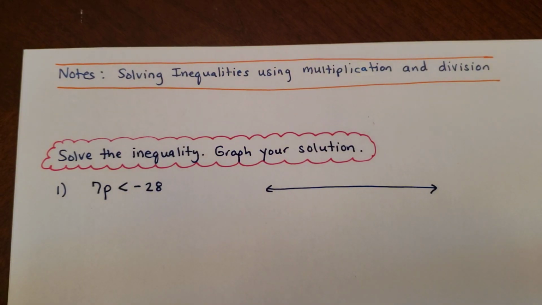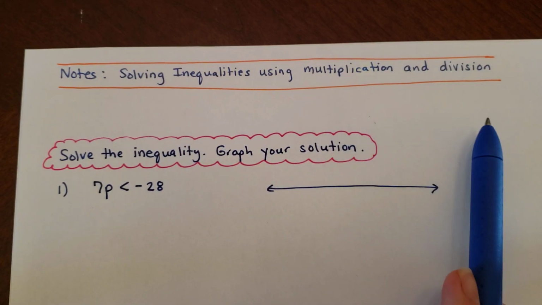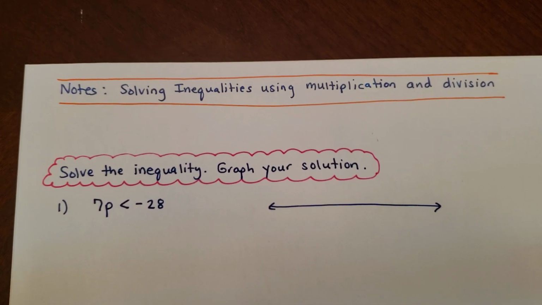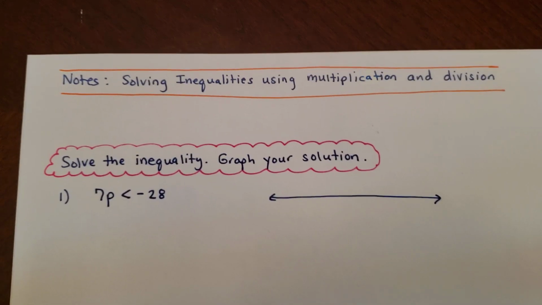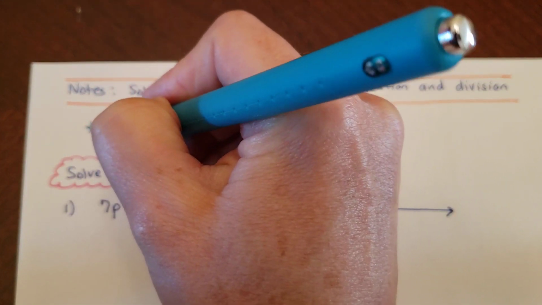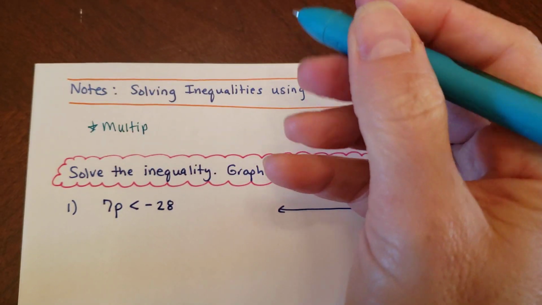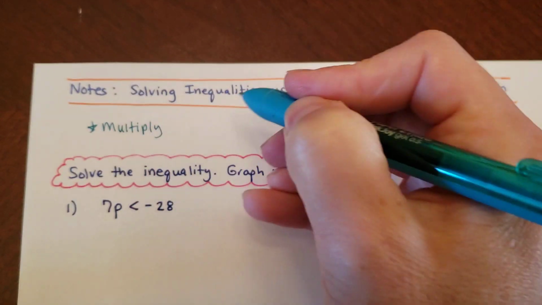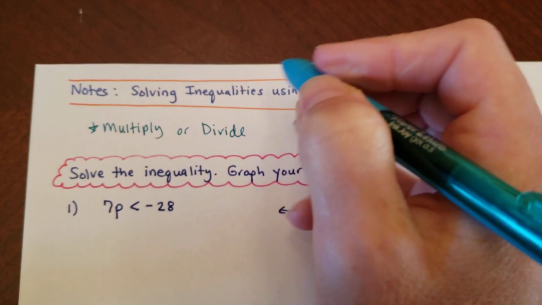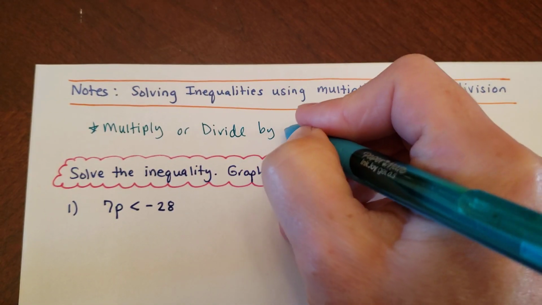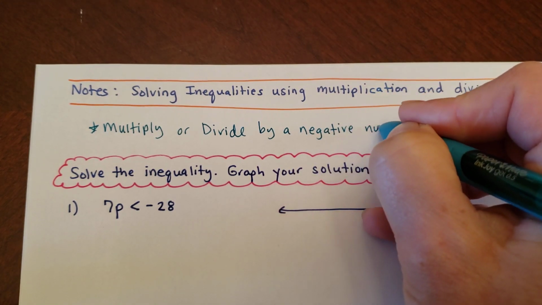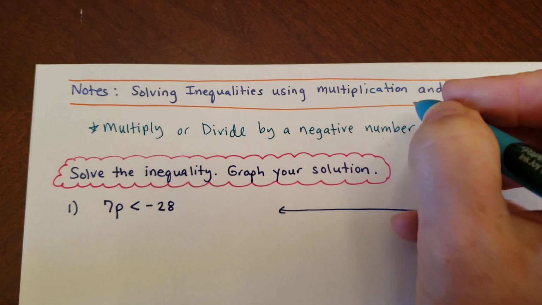For today's notes, we're going to be solving inequalities using multiplication and division. The main thing to keep in mind when you're solving an inequality with multiplying or dividing is that if you multiply or divide by a negative number, you need to flip your inequality sign.